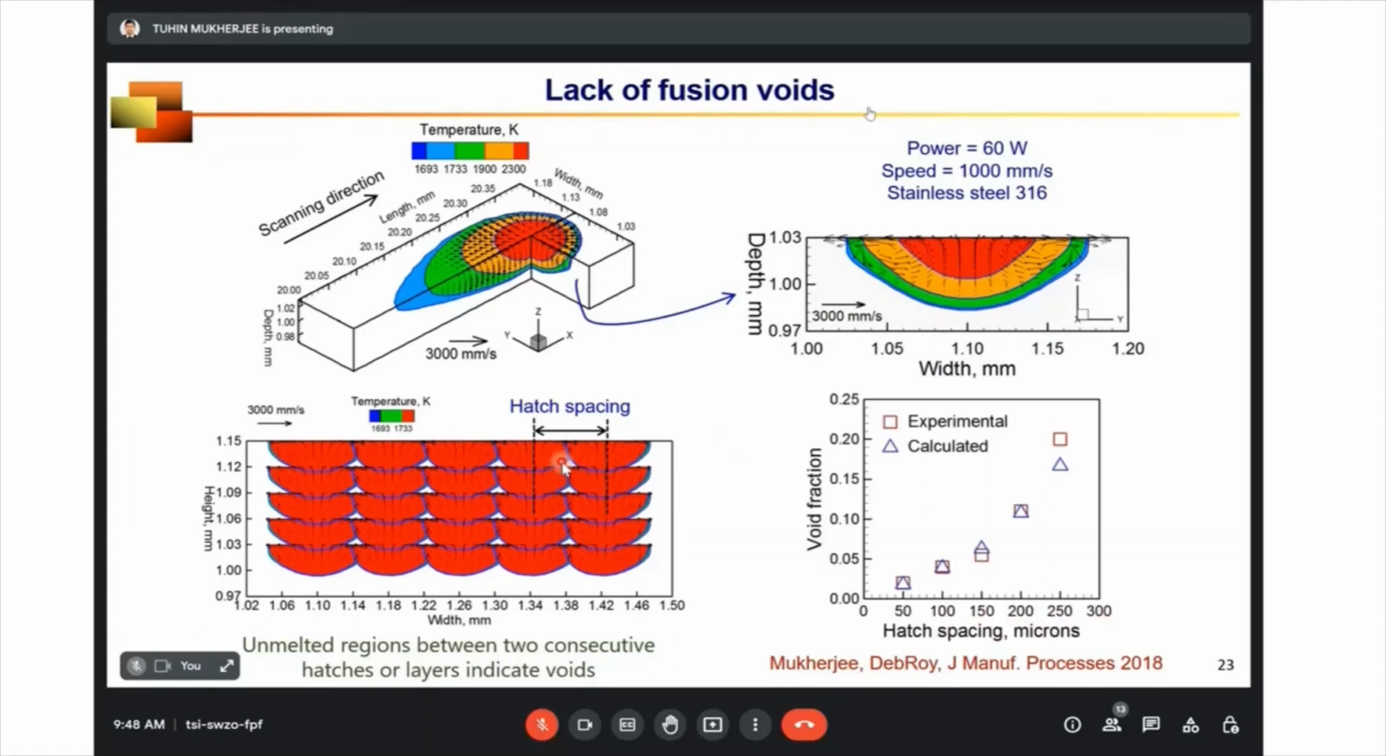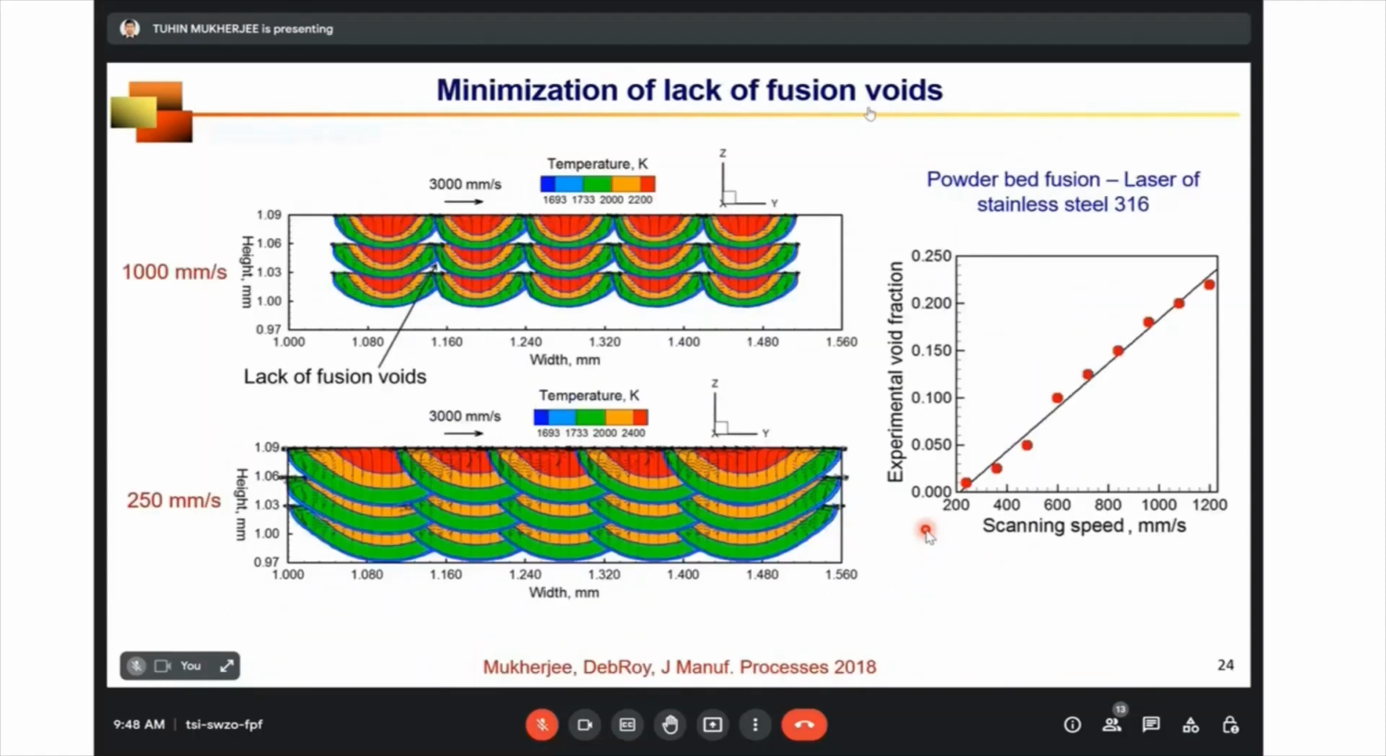When we go to the shop floor and do the experiment, exactly that is true. At lower hatch spacing, void fraction is significantly reduced. So before we even do the experiment, the model can guide us on which process parameter we should select for reducing such defects. What are the other ways to reduce the white region?